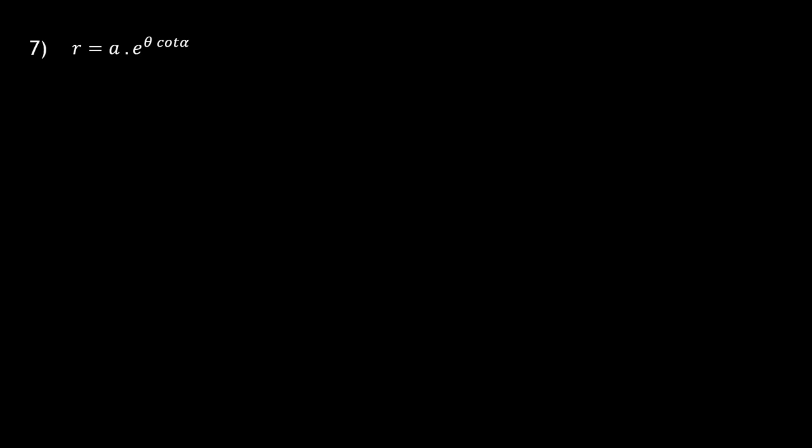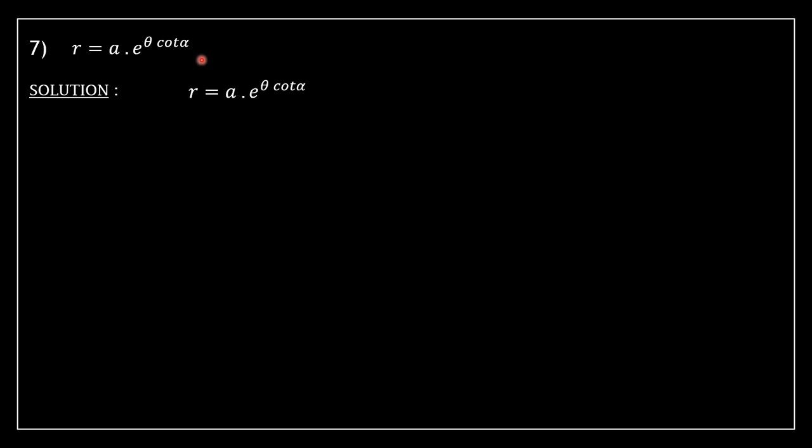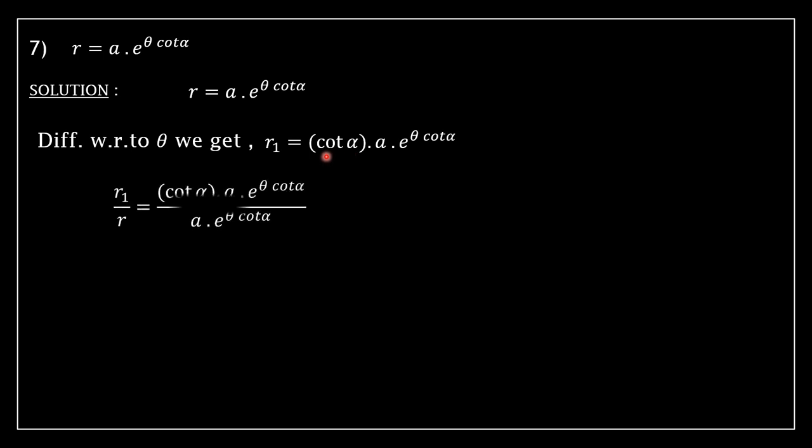Last problem, students, that is to find the pedal equation of r is equal to a into e to the power theta into cot alpha. Consider the given curve. r is equal to a into e to the power theta into cot alpha. Let me differentiate the curve with respect to theta so that what is the differentiation of r with respect to theta? That is nothing but r1 is equal to a into e to the power theta into cot alpha. What is the differentiation of e to the power theta into cot alpha? It is e to the power theta into cot alpha into the differentiation of theta cot alpha with respect to theta. That is nothing but cot alpha, right? Therefore, the ratio r1 by r, substitute r1 as well as r, so that the ratio reduces to the form cot alpha.